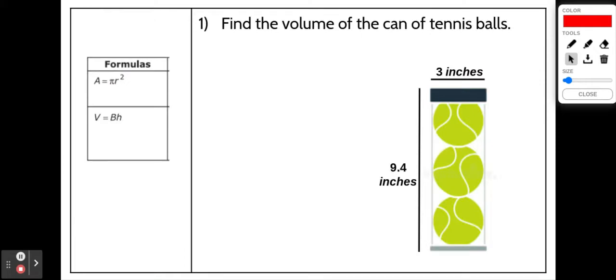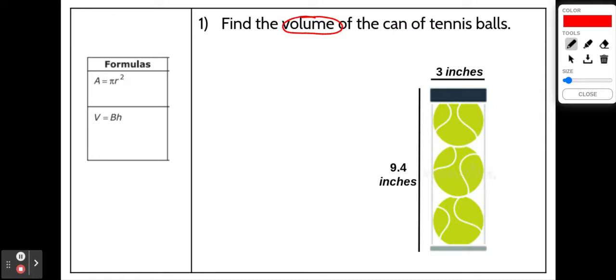Okay, our first example is about a container that holds tennis balls. And if you've ever seen one of these, it is in the shape of a cylinder. So I'm giving you 2 formulas on the left: area of a circle and volume. Because for the volume formula, the big B represents the area of a circle, we need both formulas. So we're asked here to find the volume of the can of tennis balls.